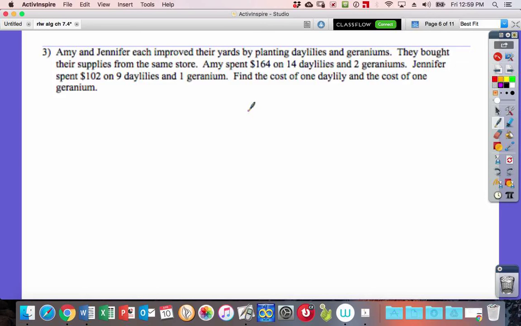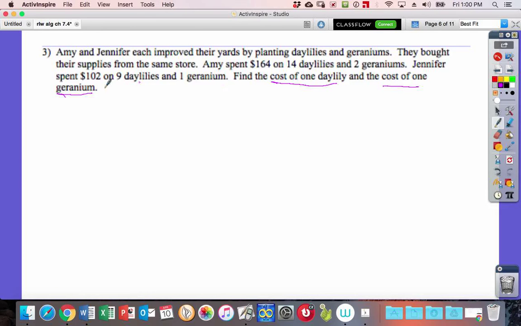Amy spent a total of $164 on 14 daylilies and 2 geraniums. Jennifer spent $102 on 9 daylilies and 1 geranium. Okay, here we go. Find the cost of 1 daylily and the cost of 1 geranium. Remember, if you always look at that last sentence in your word problem, it's telling you what you want to find. Usually you can pick up your variables from here.